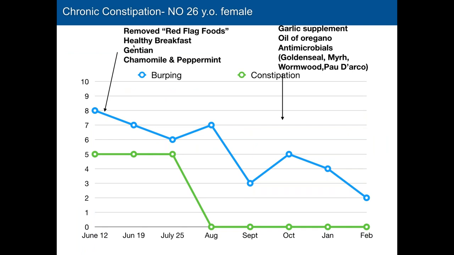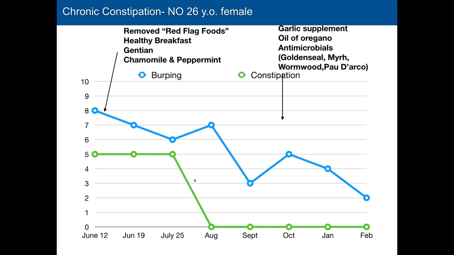So we got to remove her red flag foods, eat the healthy breakfast. We started off by doing gentian, chamomile, peppermint. And there was some improvements, but her constipation was still pretty consistent. Like, increasing her fiber and removing food sensitivities didn't really do much.